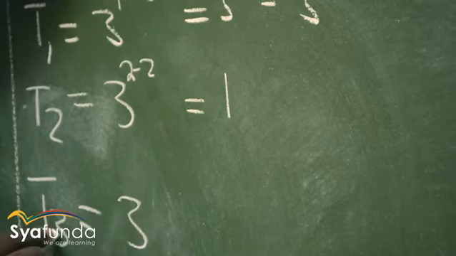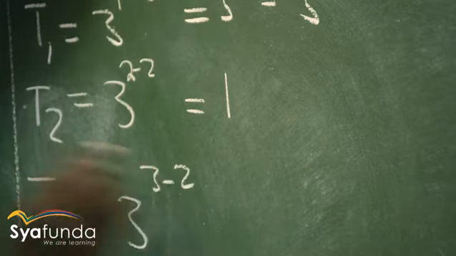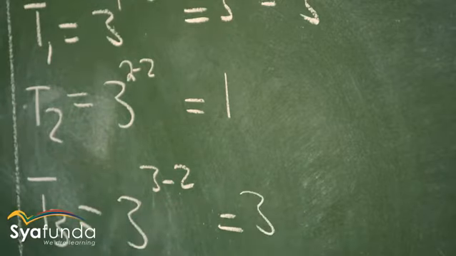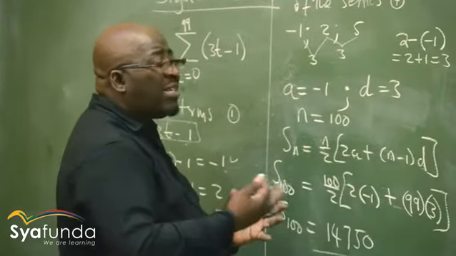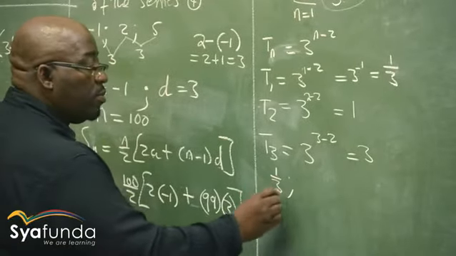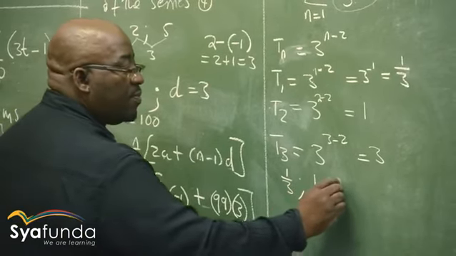Instead of n, now we have what? Instead of n, we have 3. So it's going to be 3 minus 2. What is this going to give us? What is 3 minus 2? It is 1. What is 3 to the power 1? It is 3. So we've got the first 3 terms. What are our first 3 terms? It is 1 over 3. The next one is 1. The next one is 3.